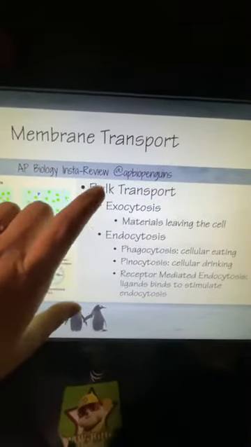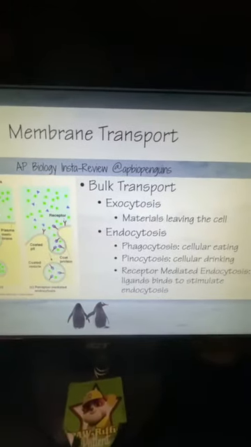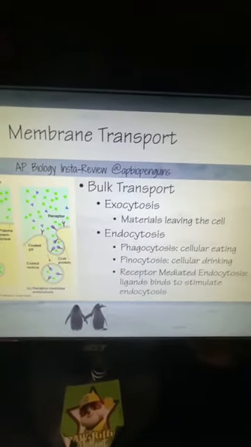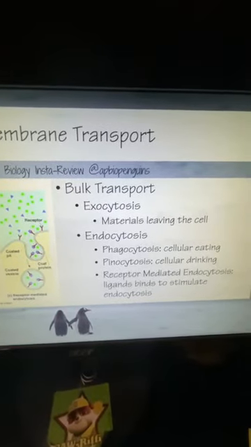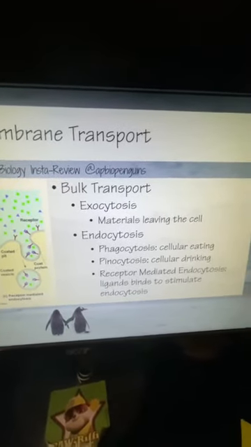Okay, so we talked about active transport. Next, we have bulk transport. This is for big things that aren't going to be able to pass through an ion channel protein or carrier protein, things that are just too big to come through.